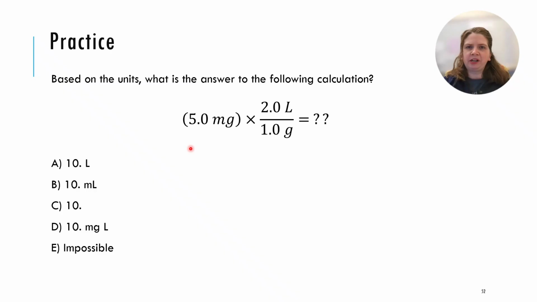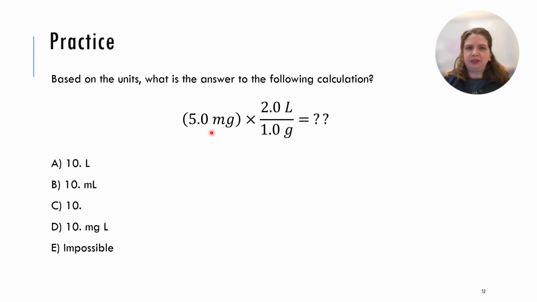Now let's look at a practice problem that focuses on the units. Based only on the units, what is the answer to the following calculation? 5 milligrams times 2 liters divided by 1 gram. The answer choices include liters, milliliters, no unit, milligrams times liters, or impossible. To solve this, we need to identify the prefixes versus the units.